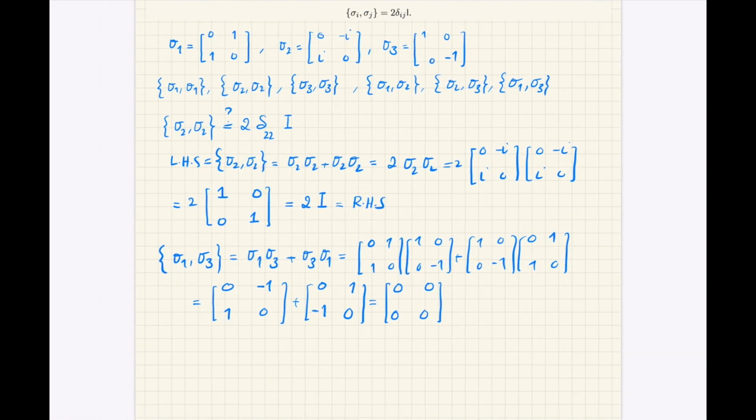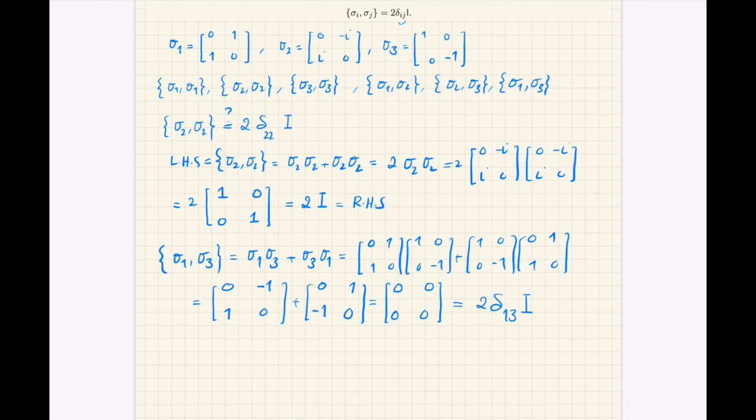Of course, it should also be the zero matrix because here i and j are different. Yes, i is 1, j is 3, so delta 1,3 is indeed 0, and 0 multiplied by the identity matrix is the zero matrix, so that's exactly equal to 2 times delta 1,3 times I. So that's also very simple. We were able to show that the left-hand side is equal to the right-hand side for these choices of i and j. You can similarly prove the other cases yourself.